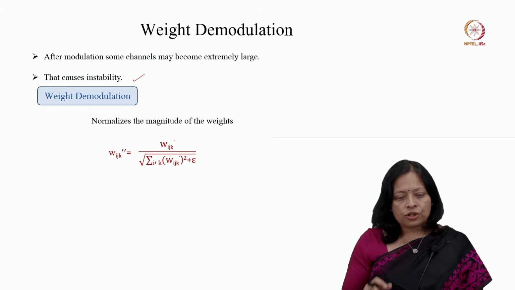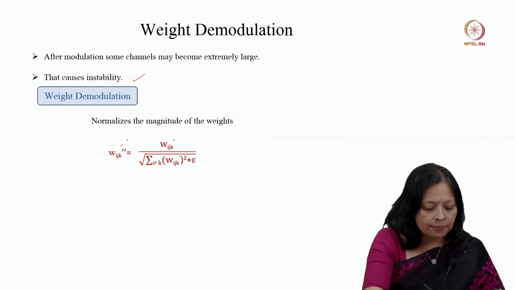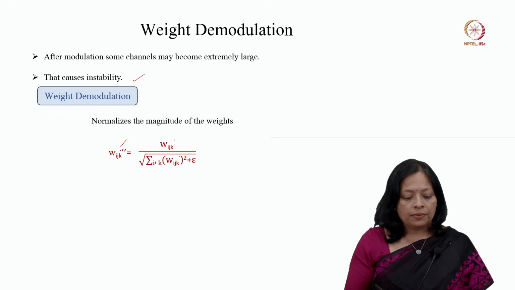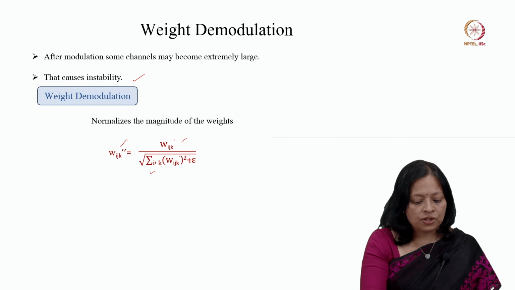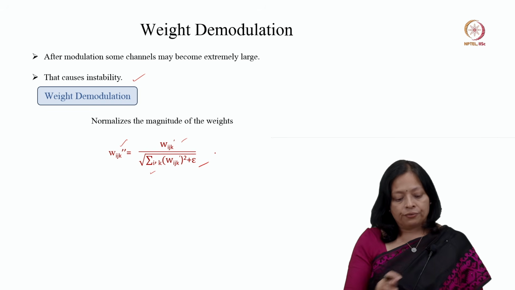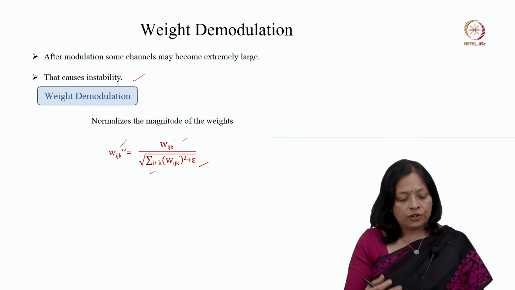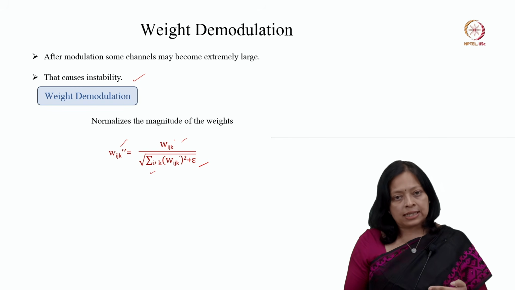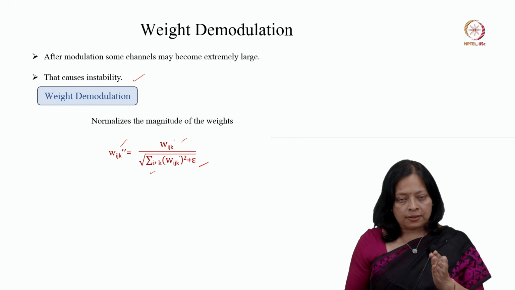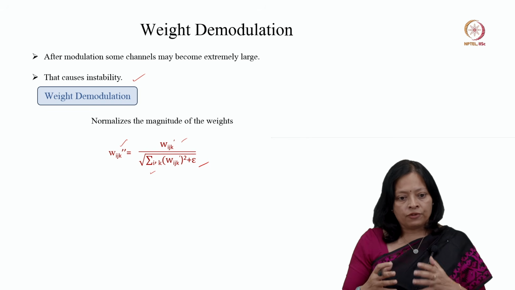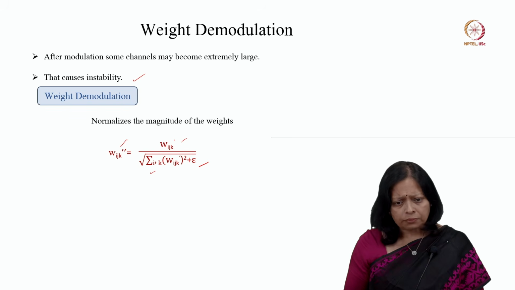The demodulation equation goes like this: Wij double prime is equal to Wij prime divided by the square root of the summation over i and k of Wij prime squared plus epsilon. Now, we are not going into the derivation of this. However, we need to understand what each term here means. What is the significance of the presence of these terms?